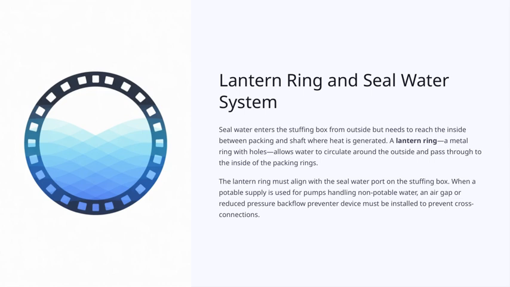Now, it's important that the lantern ring aligns correctly with the seal water port on the stuffing box. If you're using a potable supply for pumps that handle non-potable water, you need to be extra careful. In such cases, installing an air gap or a reduced pressure backflow preventer is essential to prevent cross-connections. These measures protect the water supplies and ensure the system operates safely and efficiently. Understanding this system is key to maintaining reliable sealing and preventing leaks or contamination, which ties back to our overall focus on safe and efficient pump operation.